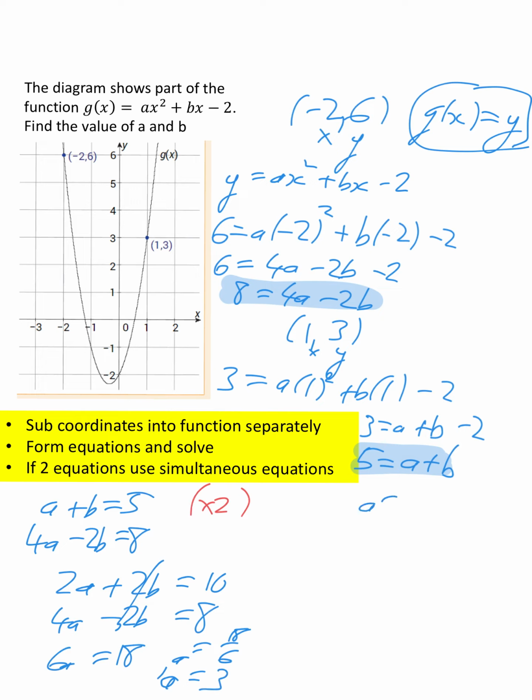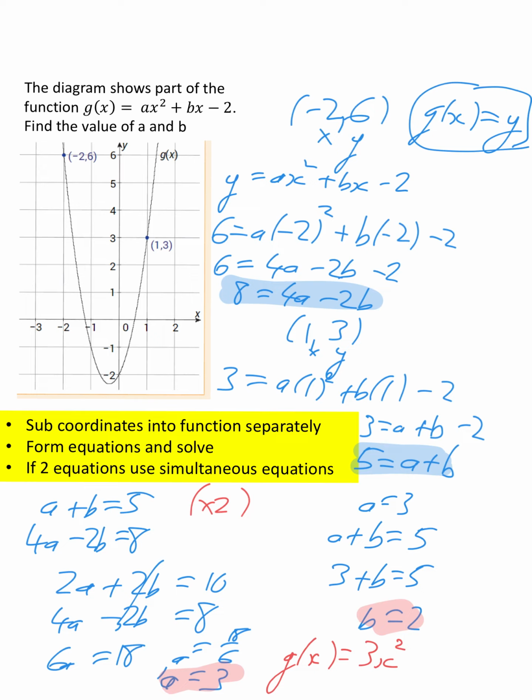So if a is equal to 3, let's sub that into one of the originals. So a plus b equals 5 is the easier one. So 3 plus b equals 5. So b equals 2. So we've found the values of a and b. So after all that, the equation of our function will be g of x is equal to 3x squared plus 2x minus 2. And that's it.